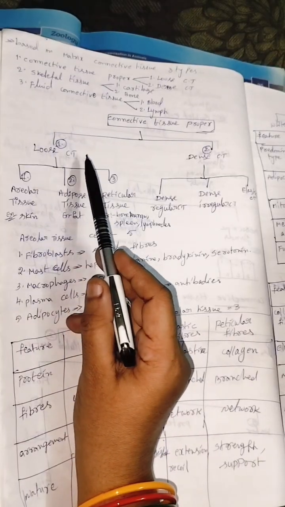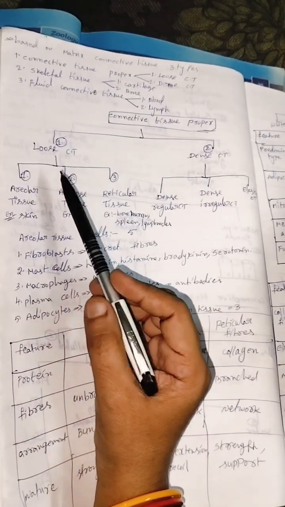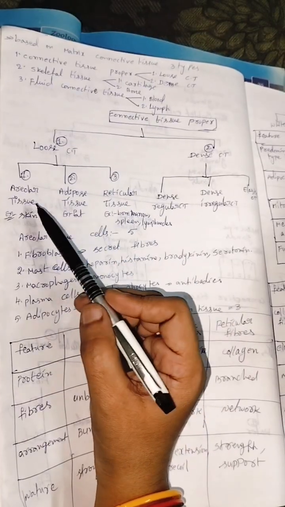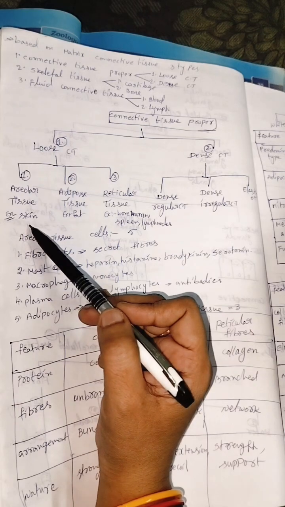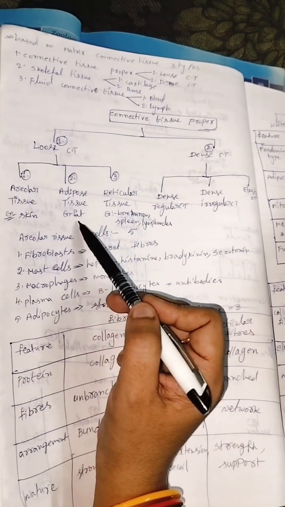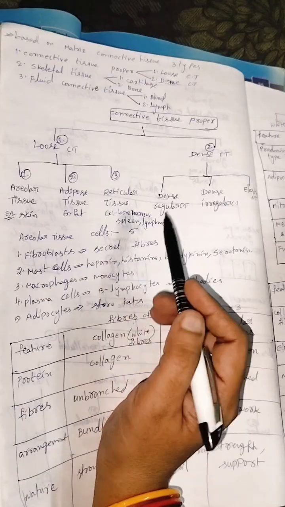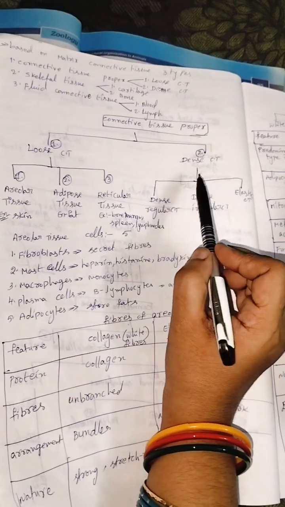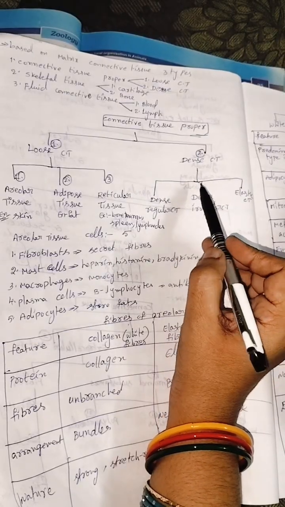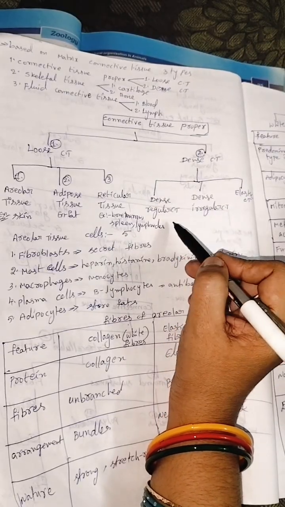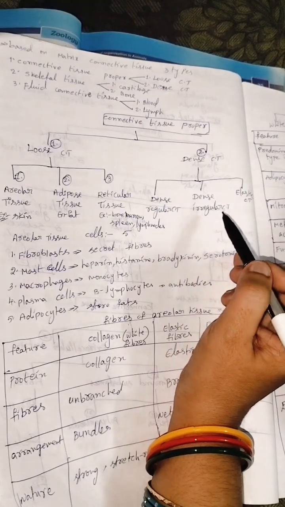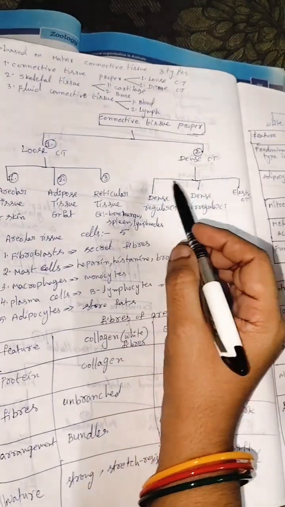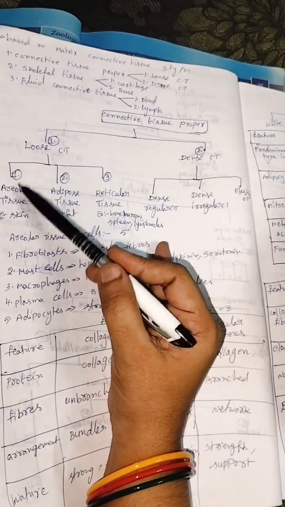Loose connective tissue is divided into three types: areolar tissue, adipose tissue, reticular tissue. Areolar tissue, example skin. Adipose tissue, example fat. Reticular tissue, example bone marrow, spleen, lymph nodes. Next one, dense connective tissue. This is also of three types: dense regular connective tissue, dense irregular connective tissue, and elastic connective tissue. First of all we will discuss loose connective tissue.